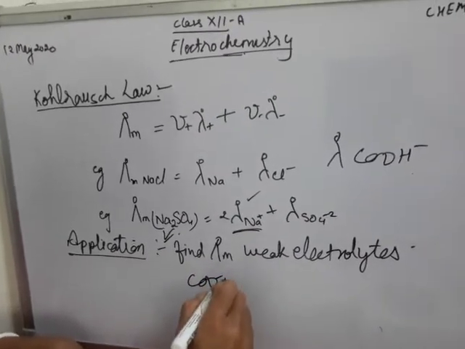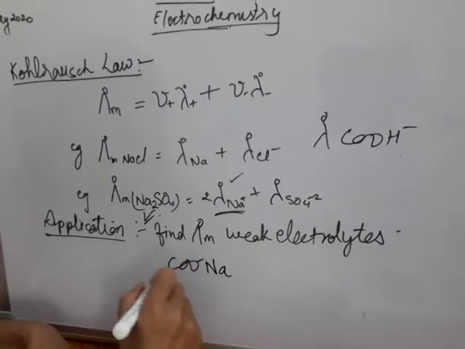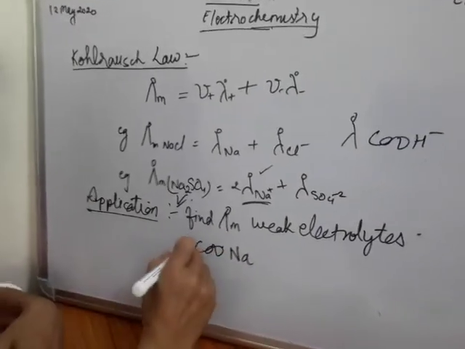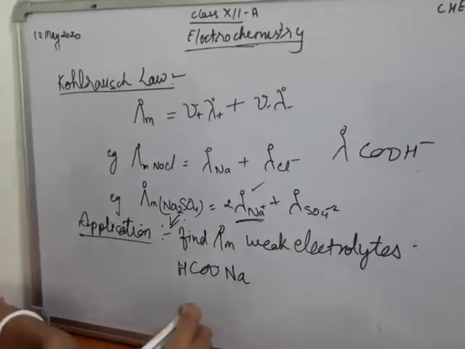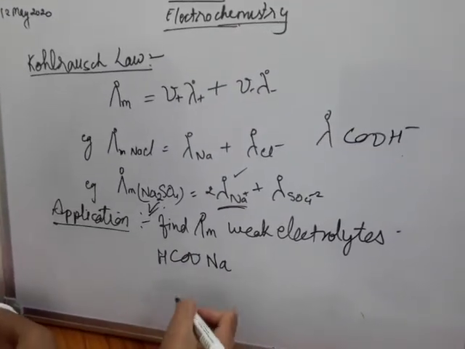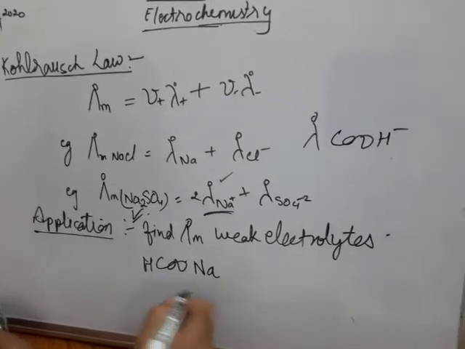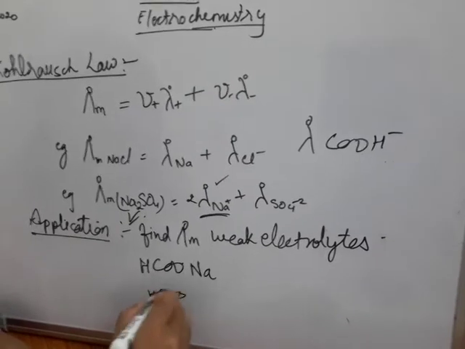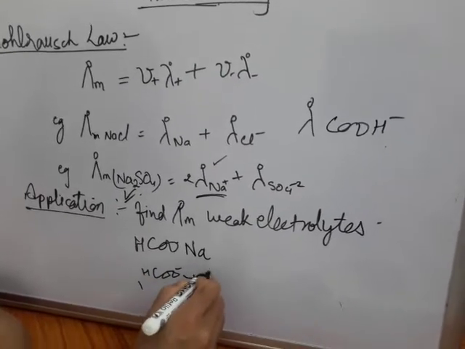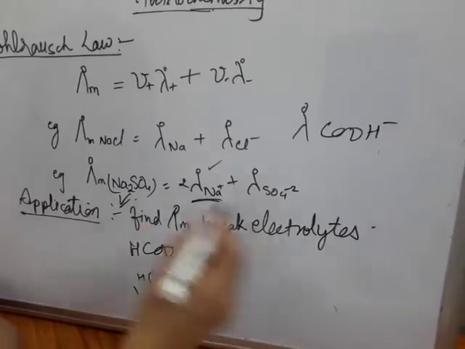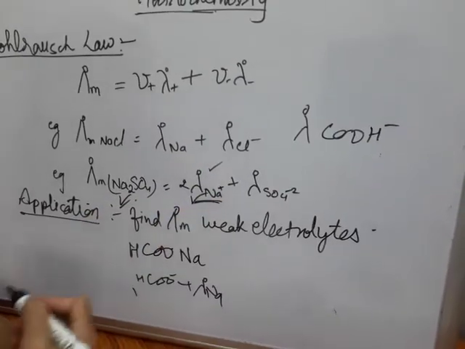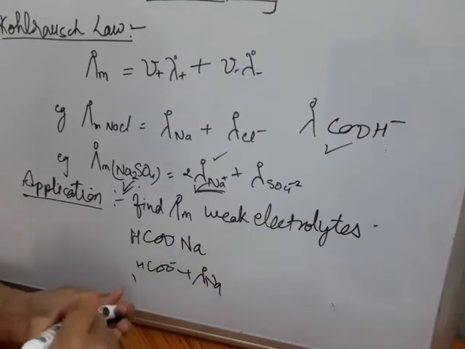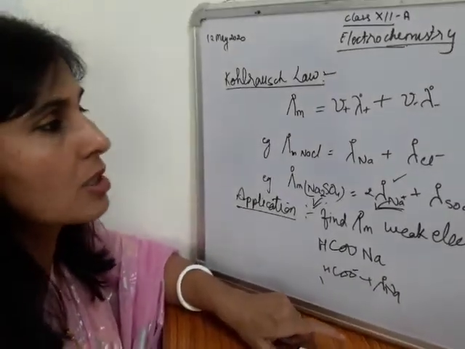And if I need to find out the molar conductivity of sodium formate, HCOO minus Na plus, this is sodium formate. Fine. So what I have to do, I need to find out the molar conductivity of HCOO minus plus molar conductivity of Na plus. I can make use of this reading and this reading, which may be obtained from the literature, right? So now we will be solving a few numericals based on it.